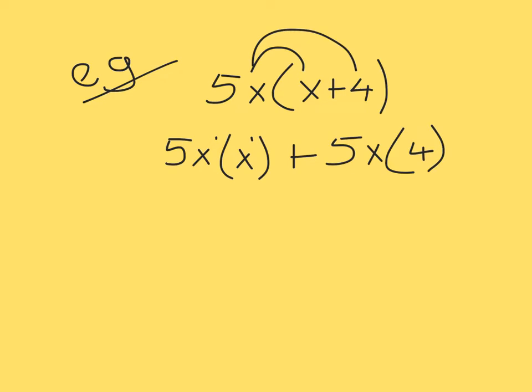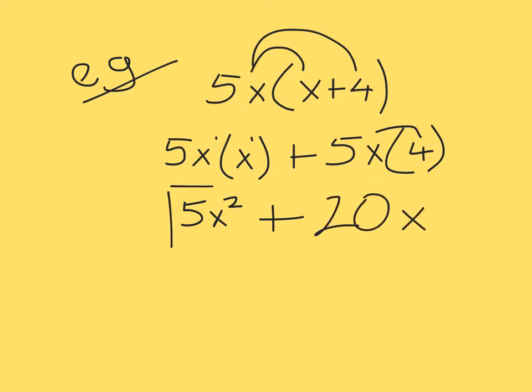So what we get then is 5x squared plus, and then we have 5x by 4. So that's going to give me 20x. And that's my final answer.